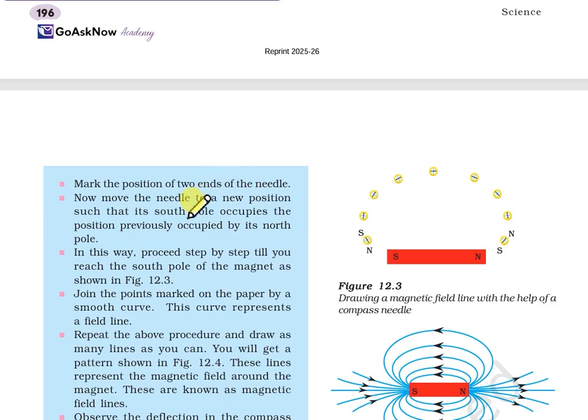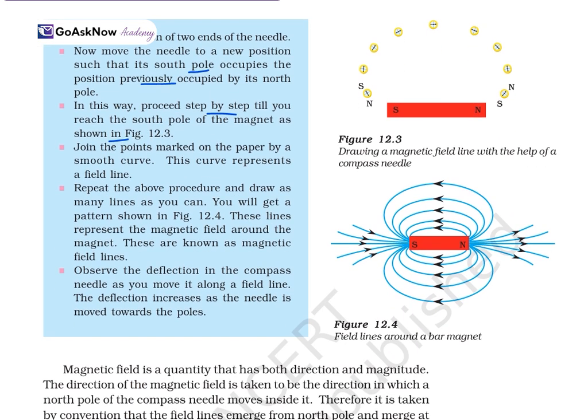Now place the compass in the new position such that the south pole occupies the position previously occupied by the north pole, like this, north, south. In this way we proceed step by step till you reach the magnet, as shown in the figure. You will get it like this. The magnetic lines will be like this. You have to join the points marked on the paper by a smooth curve, and the curve represents a line like this. Repeat the procedure as many times as you can, and you will get a pattern like this, and these lines represent the magnetic field.